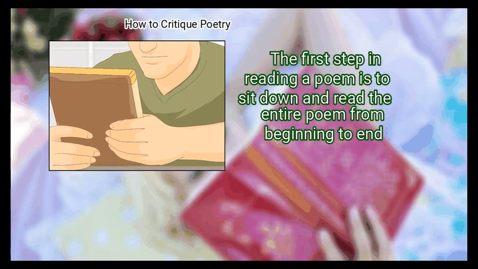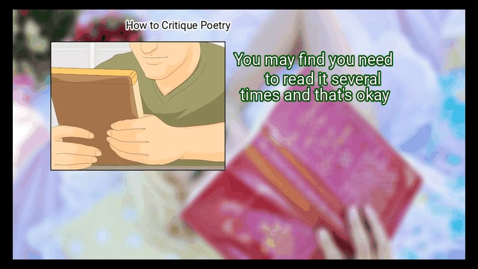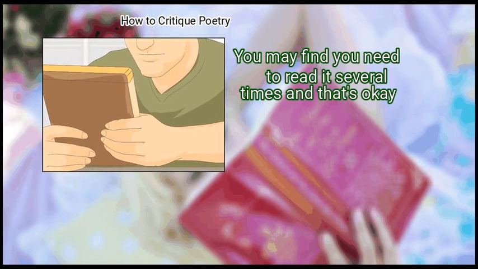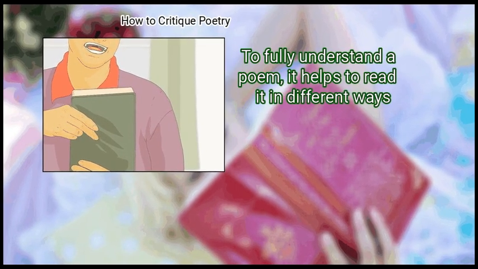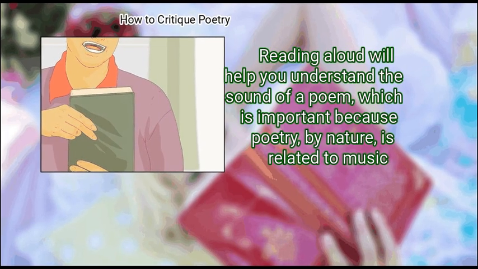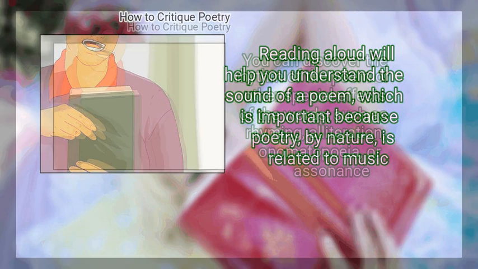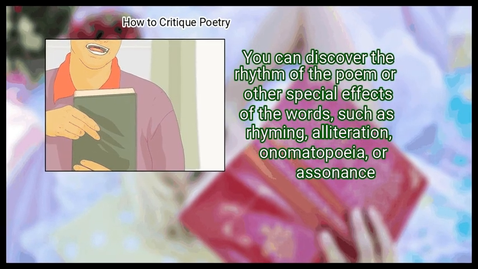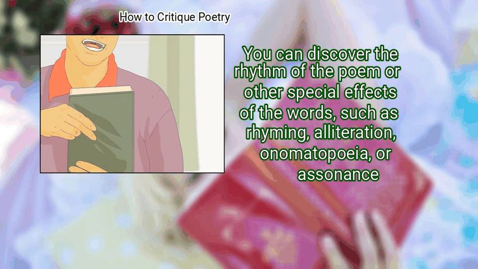Step 2. Read the poem silently to yourself. The first step in reading a poem is to sit down and read the entire poem from beginning to end. You may find you need to read it several times, and that's okay. Step 3. Read the poem aloud. To fully understand a poem, it helps to read it in different ways. Reading aloud will help you understand the sound of a poem, which is important because poetry, by nature, is related to music. You can discover the rhythm of the poem or other special effects of the words, such as rhyming, alliteration, onomatopoeia, or assonance.